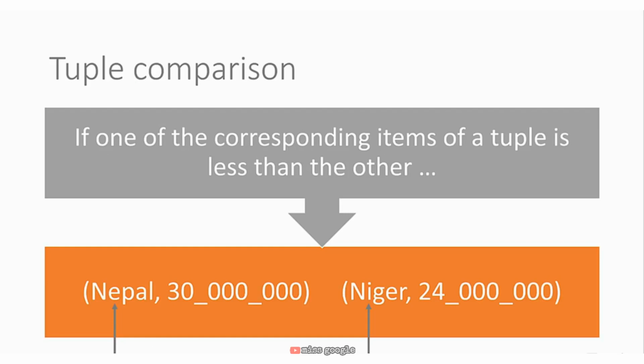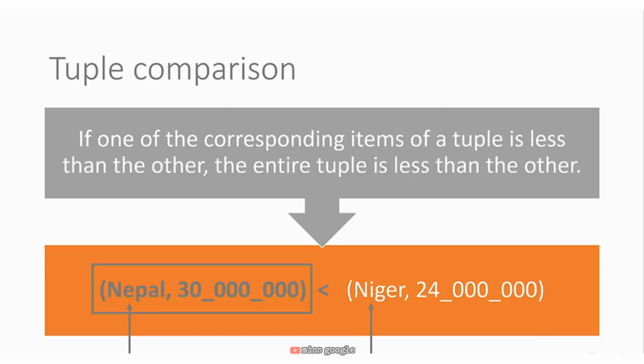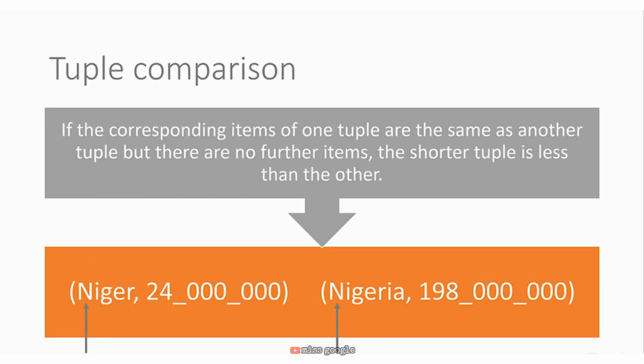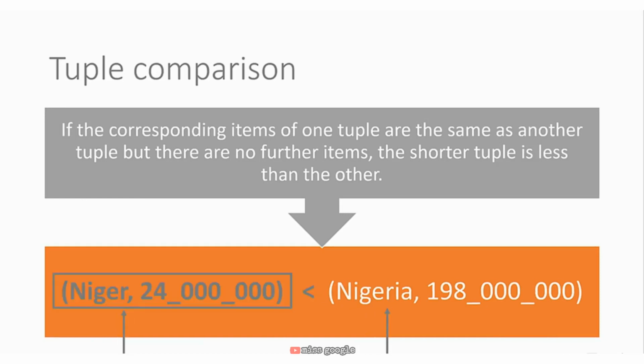If one of the corresponding items of a tuple is less than the other, then the entire tuple is less than the other. So we would say that the tuple with the string Nepal is less than the tuple with the string Niger. Let's take another example, this time with Niger and Nigeria. If the corresponding items of one tuple are the same as another tuple, but there are no further items, then the shorter tuple is less than the other. In this case, Niger is a substring of Nigeria, and so the tuple with the string of Niger is less than the tuple with the string Nigeria.